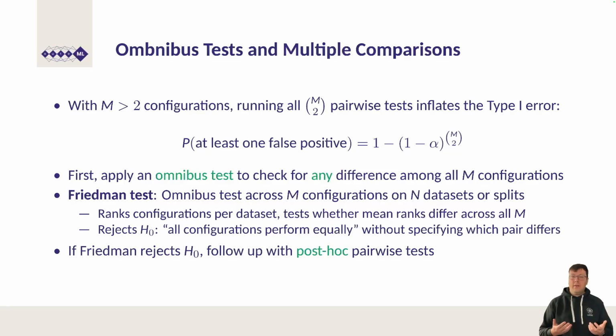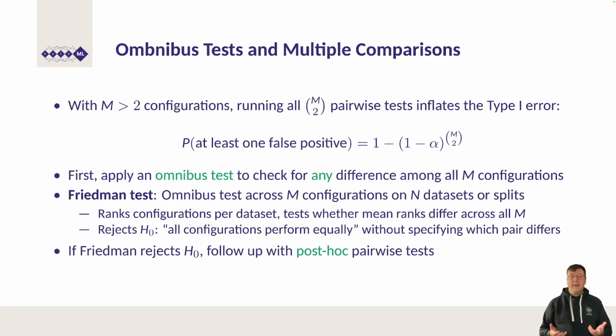Running uncorrected pairwise tests in this setting almost guarantees false positives. The correct approach is to first apply an omnibus test, a single test that asks whether there is any difference among all the m configurations at all. The standard choice in our setting is the Friedman test, a non-parametric omnibus test that operates on m configurations evaluated across n datasets or splits.